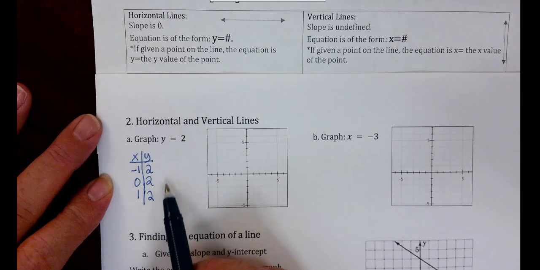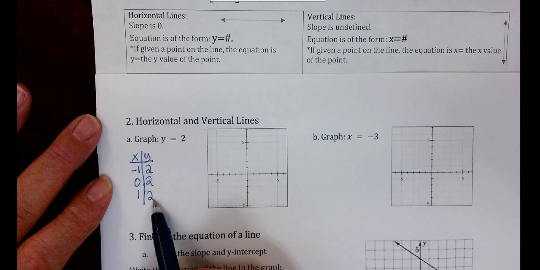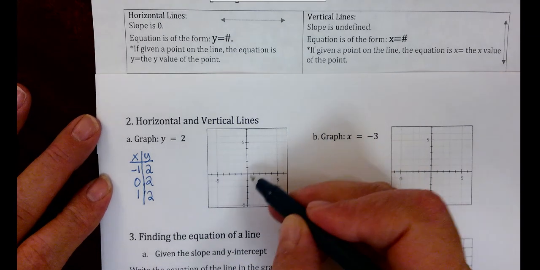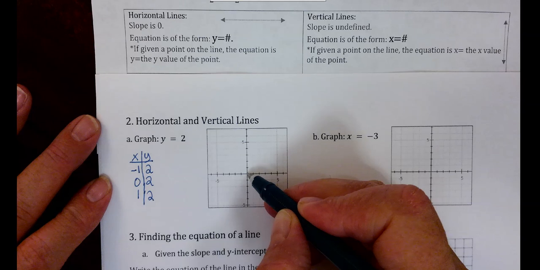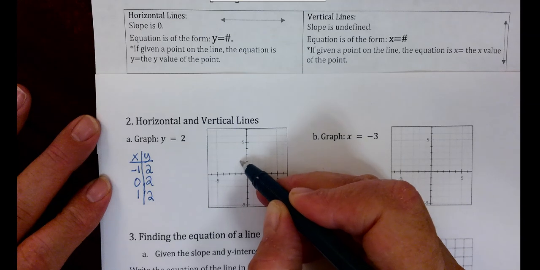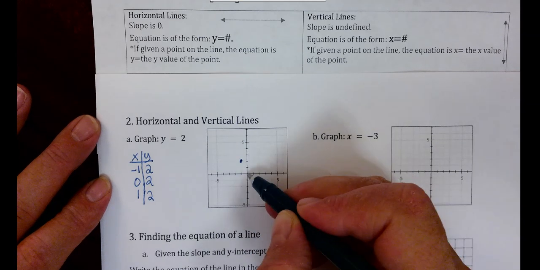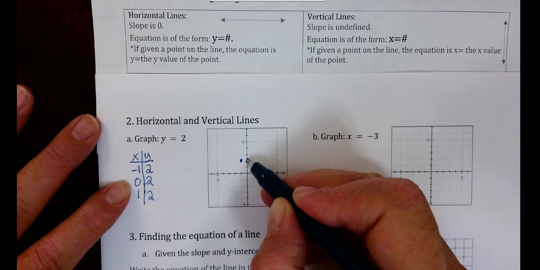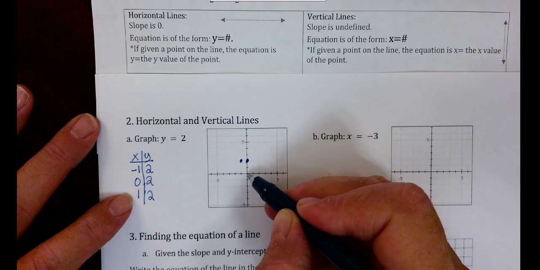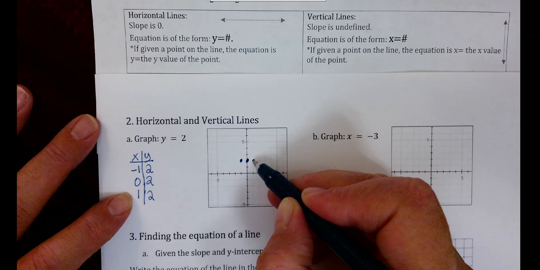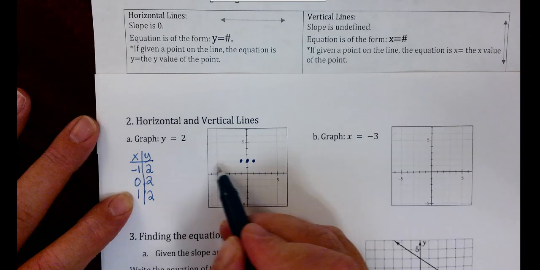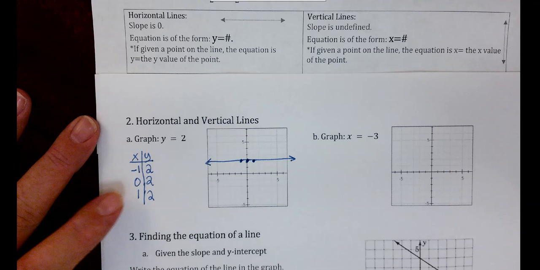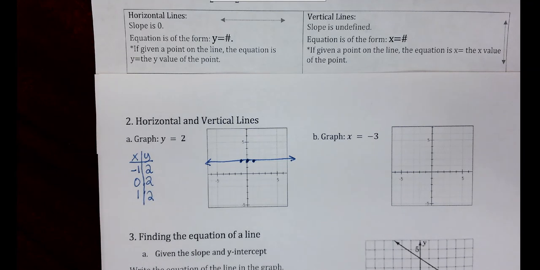And again, we know these are ordered pairs. And we can graph over here these points. So we've got, starting at the origin, -1, 2. Back at the origin, the next point, 0, 2. And back at the origin, 1, 2. And when we connect those points, we see it makes a horizontal line.